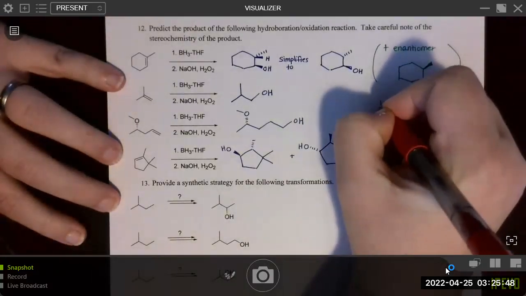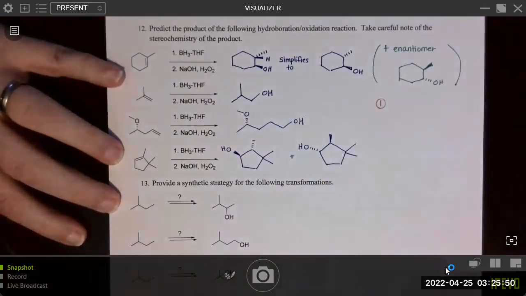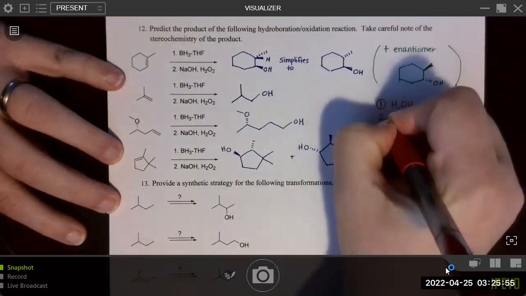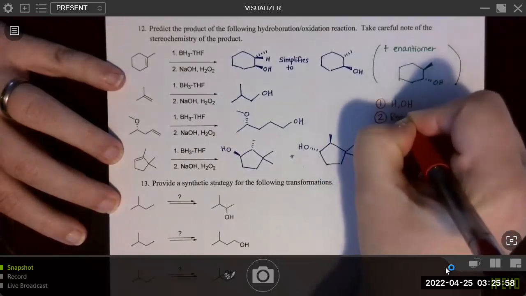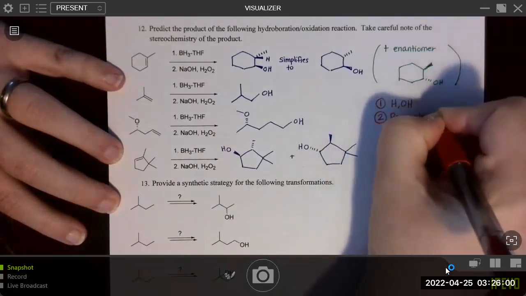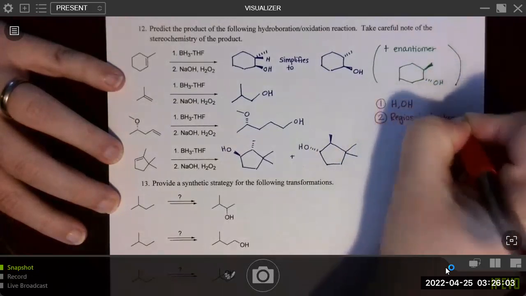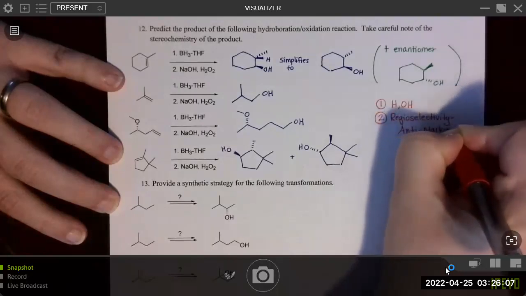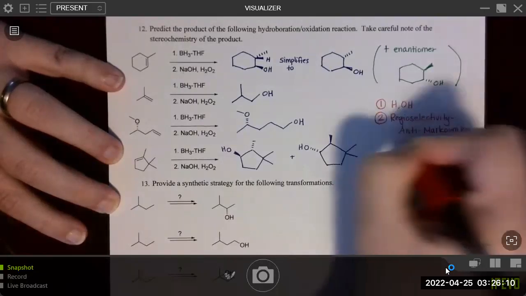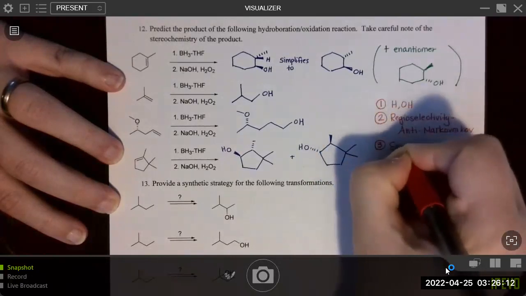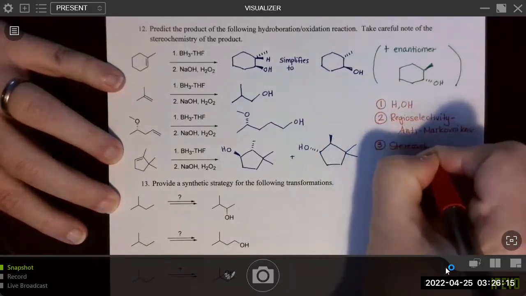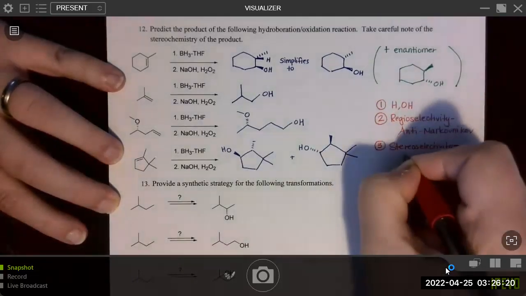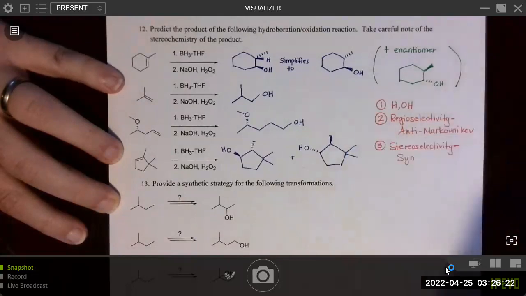So what's the answer to question number 1? What's getting added across the double bond? H and OH. The answer to question number 2, regioselectivity. Yes, this reaction goes anti-Markovnikov. Stereoselectivity. And yes, it is syn selective.